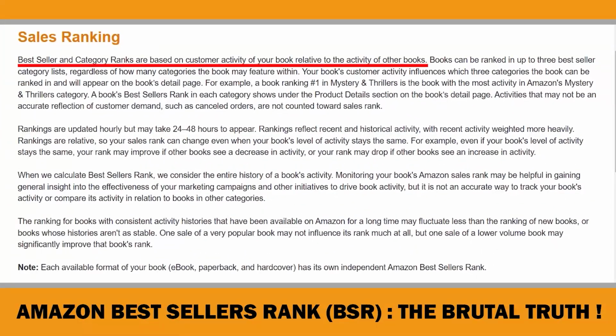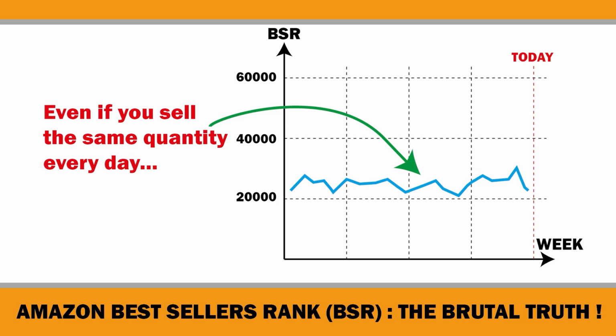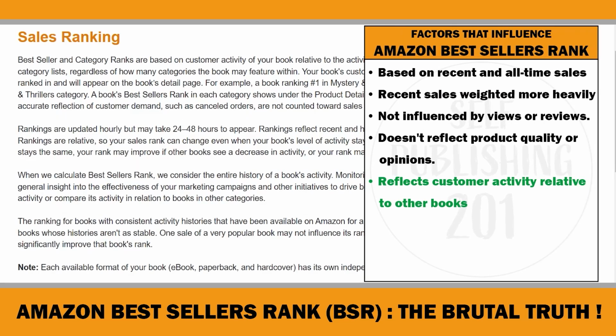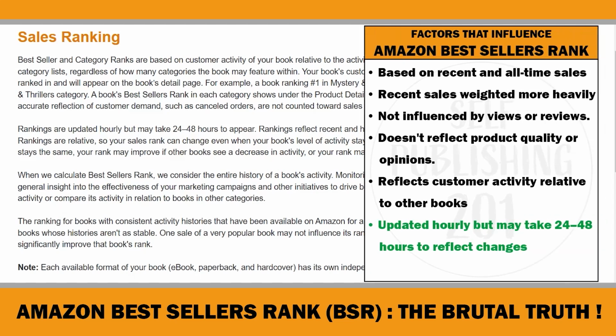Here it says, bestseller and category ranks are based on customer activity of your book relative to the activity of other books. From this, we can understand that rankings are relative. This means that your sales rank can change even if your book's activity remains constant. For instance, your rank might improve if other books experience a drop in activity, or it could decline if other books see an increase in activity. So, I will add this to our list. If we keep reading, it also mentions rankings are updated hourly but may take 24 to 48 hours to appear. Let's add that to the list as well.